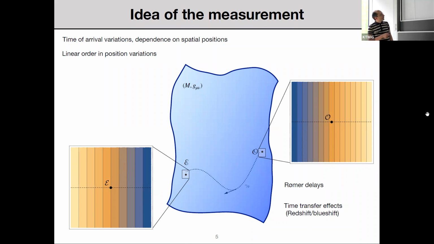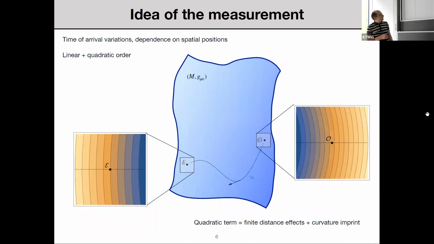On top of that, note that the rate of change of these times of arrival is slightly different on these two different points, and this is not a mistake. This is due to the time transfer effect, or simply the redshift and blueshift effect between these two systems. But what happens if we take slightly larger regions? Well, we'll begin to see the quadratic effects in displacements, some transverse effects on top of the linear dependence.